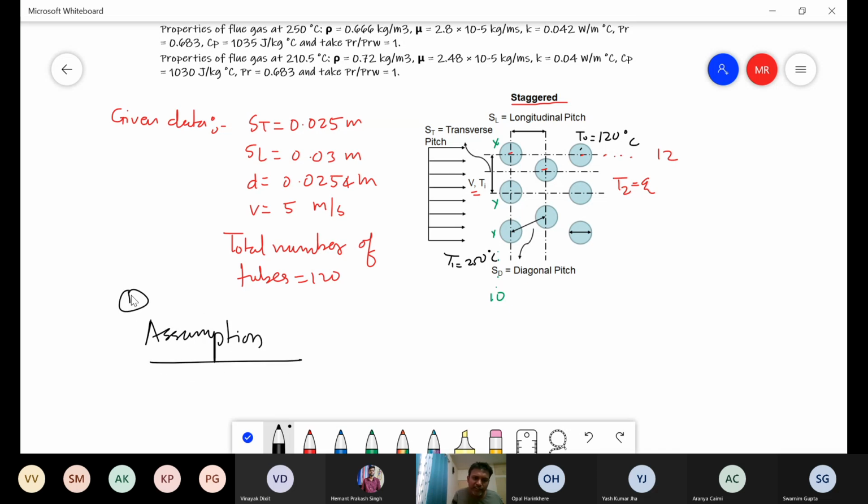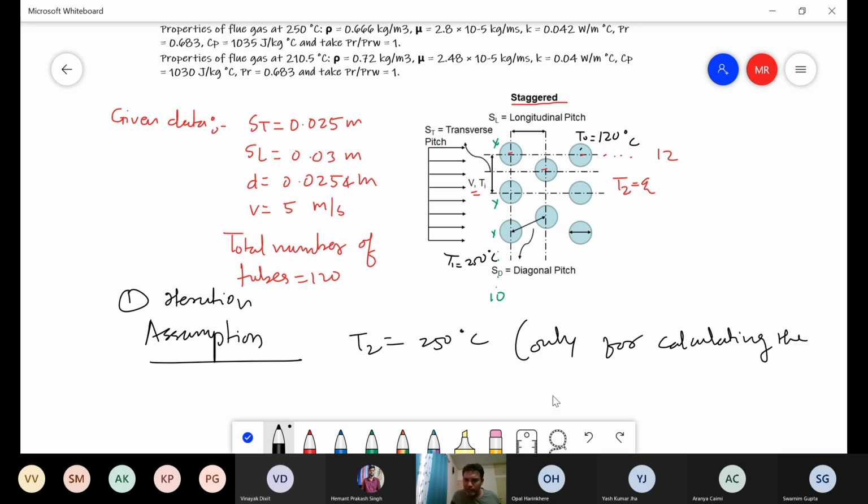So this is iteration 1. We will start with the assumption that T2 is the same as 250 degrees Celsius. This is only for calculating the properties. That's it. We are using this temperature only for calculating the properties, because we have to calculate the properties at the average temperature.